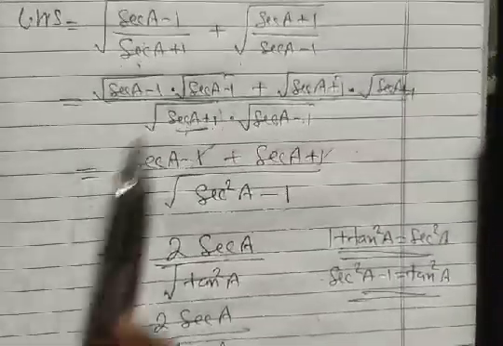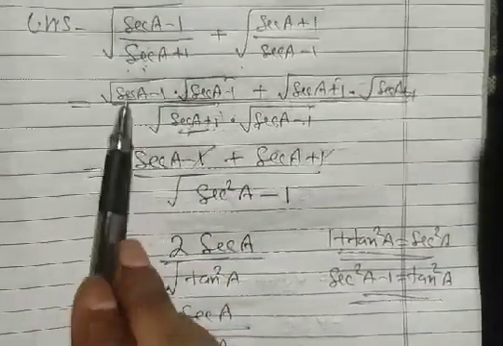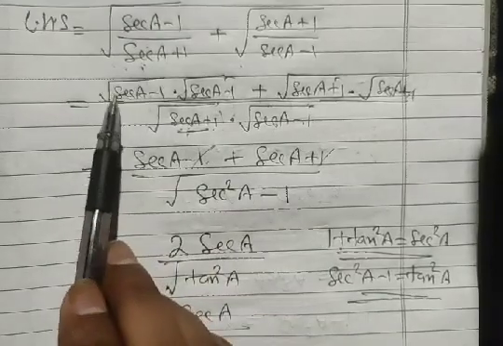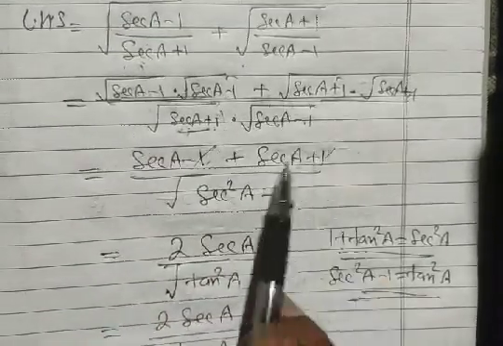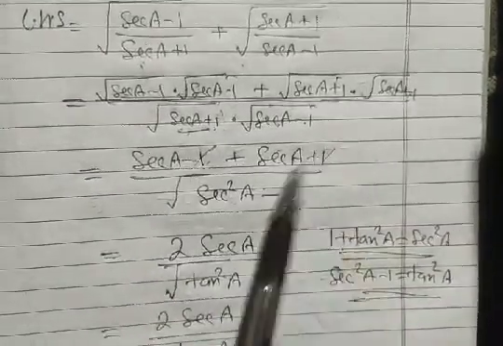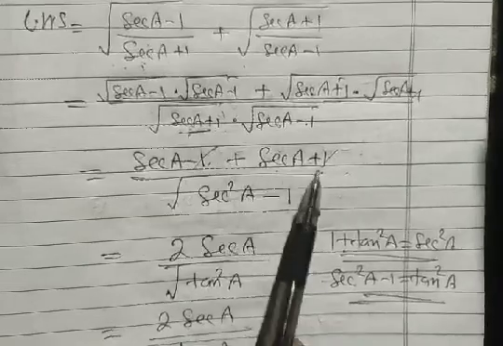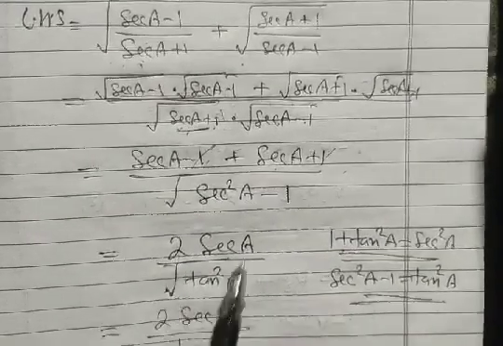Then what we have? Root, it's a power 1 by 2 plus 1 by 2. We have only sec a minus 1 here because it's in root. It's a whole square of sec a minus 1. Similarly, in root it's a whole square of sec a plus 1. After solving we get sec a minus 1 and sec a plus 1. Minus 1 and plus 1 cancel each other. Then we have sec a plus sec a, so we get 2 sec a.